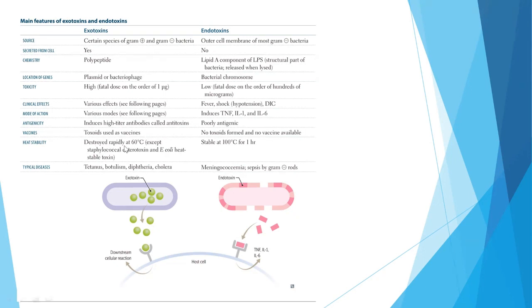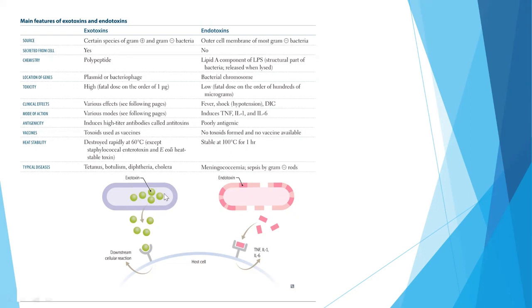Exotoxins are destroyed rapidly at 60 degrees Celsius, whereas endotoxins are stable at 100 degrees Celsius for 1 hour. The typical diseases caused by organisms that produce exotoxins are tetanus, botulism, diphtheria, or cholera, whereas meningococcal sepsis or sepsis from gram-negative rods can be seen with endotoxins.